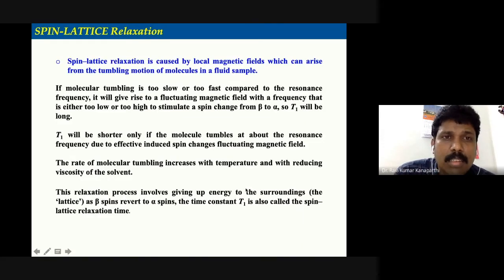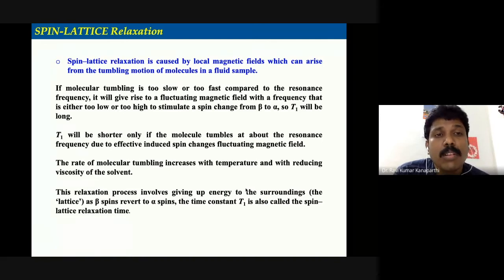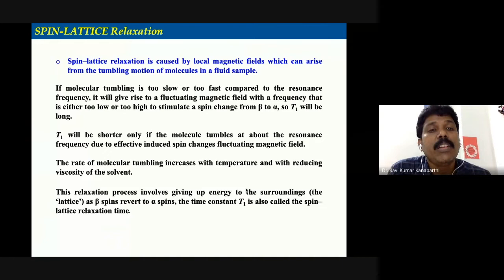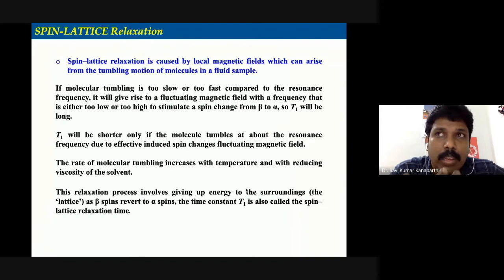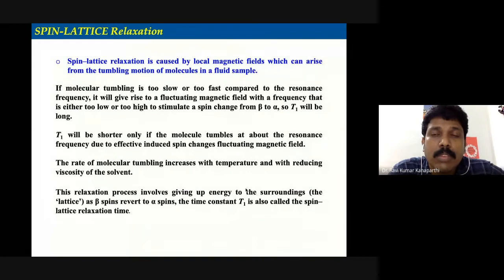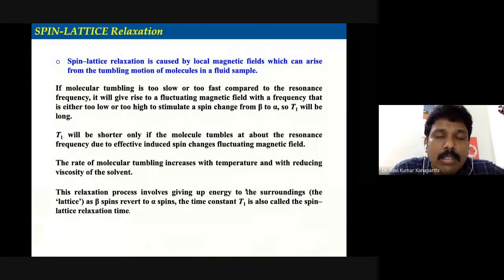And there is another relaxation. Well, I think we should see a little more about the spin relaxation. The spin relaxation is caused by local magnetic fields which can arise from the tumbling motion of the molecules in the fluid sample. What is tumbling motion? Tumbling motion is a complex motion. The molecule rotates, vibrates, makes a transition. All these types of motion together we call the tumbling motion. The tumbling motion is always there in the fluid sample.